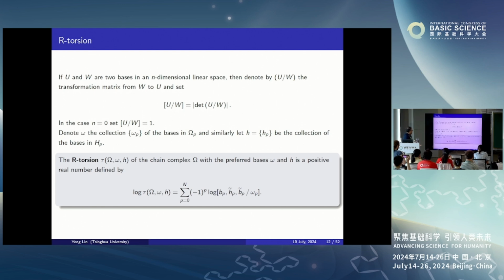Then we can define the R torsion. We call it delta tau, in the omega space, given this space omega and h, we can define this definition. What is this? This is the absolute determinant of the transformation matrix, comparing these two bases on omega p, for p from 0 to n.